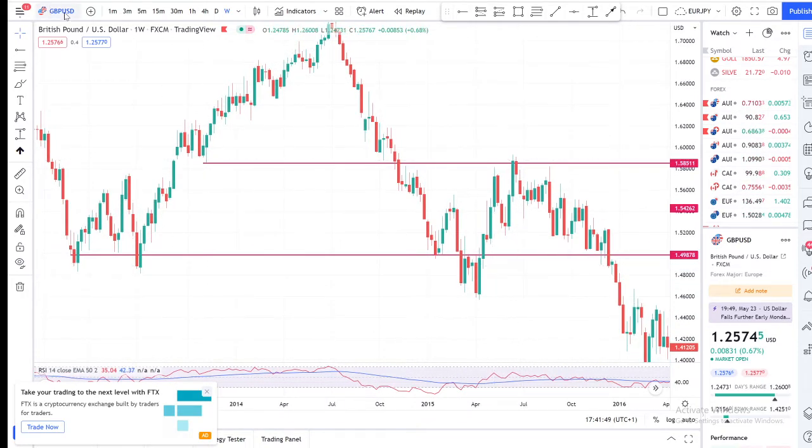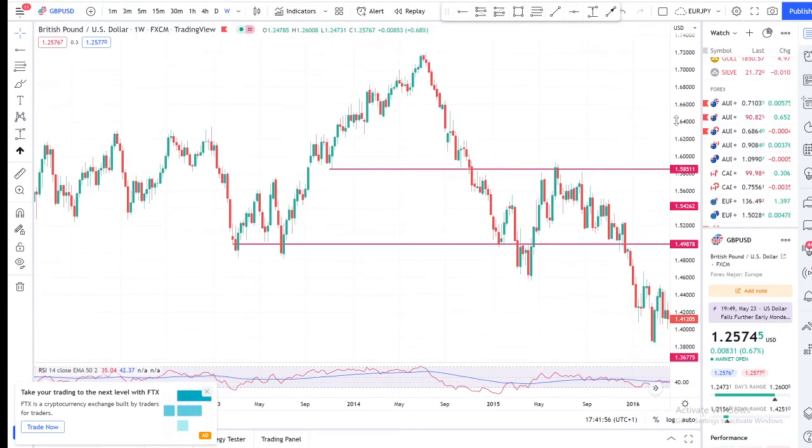This is GBP USD. This is pounds US dollar. I'm going to explain. When we get to making our analysis, the way it is moving is not going to look surprising to you anymore.